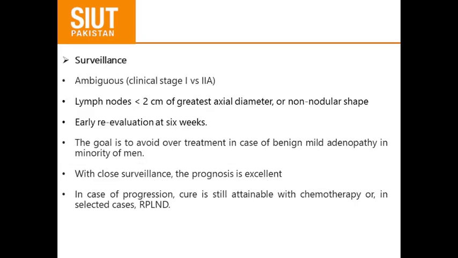Now, surveillance is provided in ambiguous conditions, again, clinical stage 1 versus 2A disease: lymph node less than 2 centimeter in greatest diameter or non-nodular shape. Early reevaluation at 6 weeks is advised to the patient. The goal is to avoid overtreatment. Now, why do we go for surveillance? It is to avoid overtreatment in case of benign mild adenopathy in a minority of the men, and even with surveillance, the prognosis is excellent. In case of progression, cure is still attainable with chemotherapy or, in selected cases, retroperitoneal lymph node dissection.